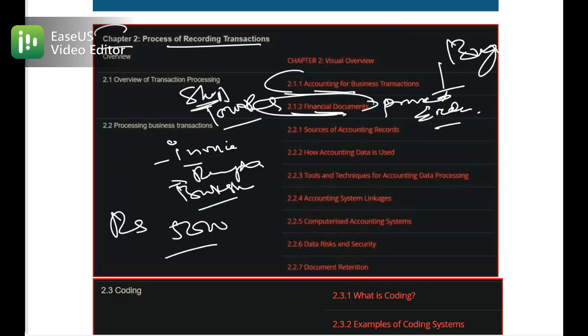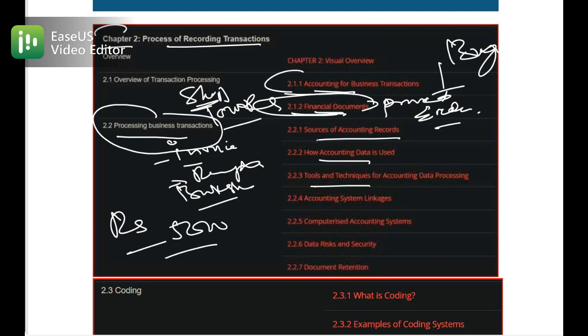After that, you will study in this chapter the processing of business transaction, and for these we have different categories: sources of accounting records, how accounting data is used, tools and technique for accounting data processing, accounting system linkage, computerized accounting system, data risk, and security. The first one is source of accounting record, which means the original document used to create accounting entries. For example, a purchase invoice is a source document for recording expenses.